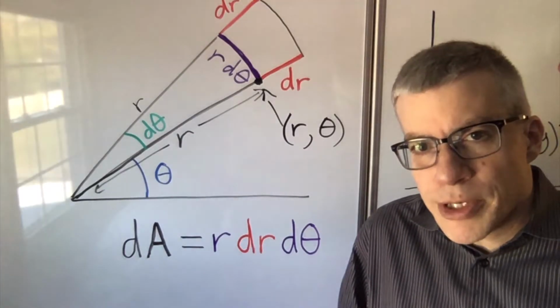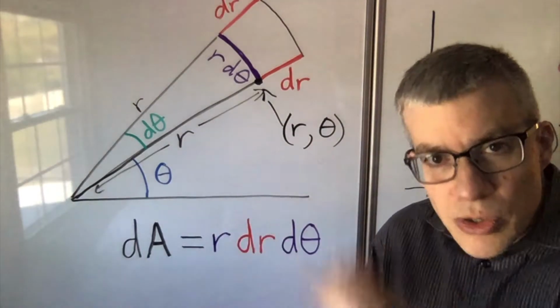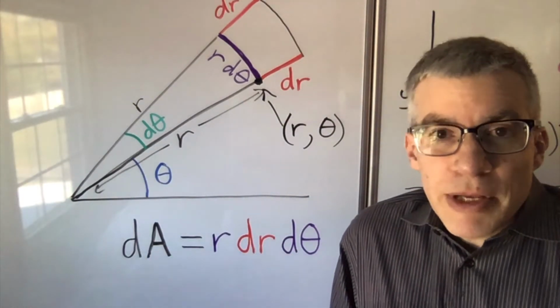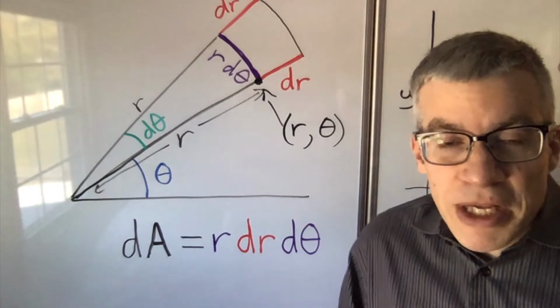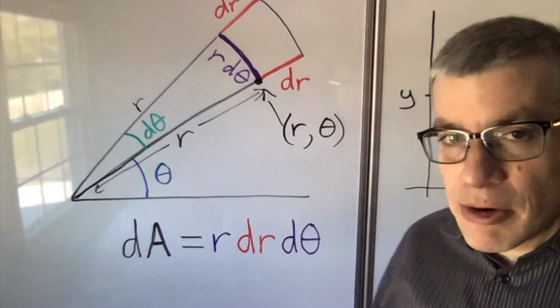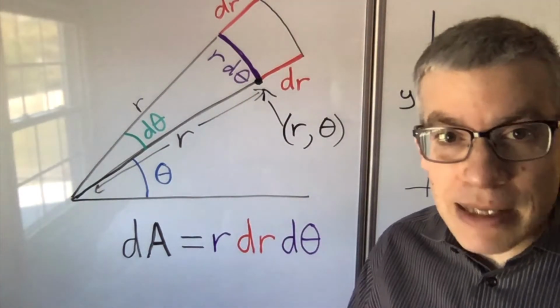In polar coordinates, we're drawing circles and lines through the origin, and so we don't actually get rectangles. If we make it small enough, though, we can get something that's shaped a lot like a rectangle. So let's figure out what the area of that is, pretending it is exactly a rectangle.